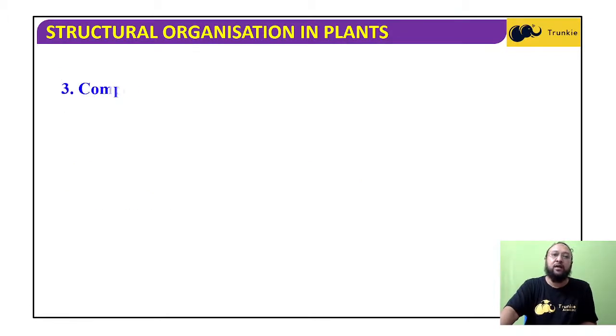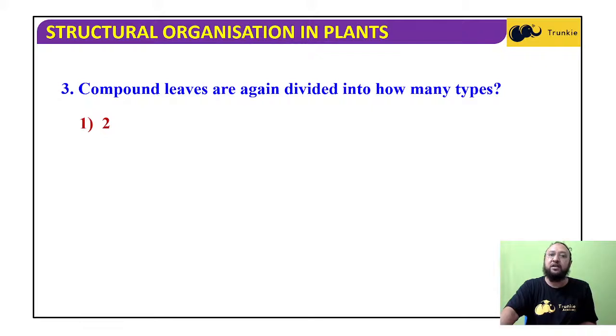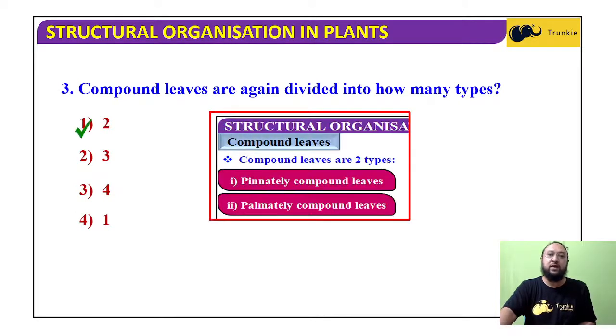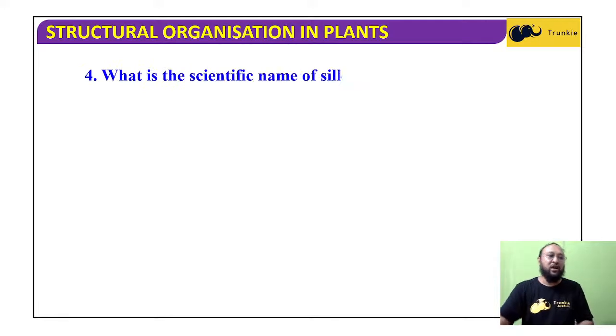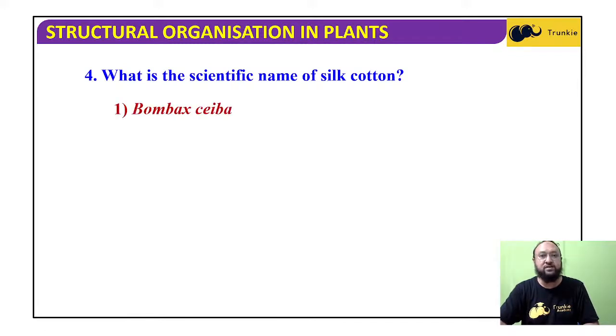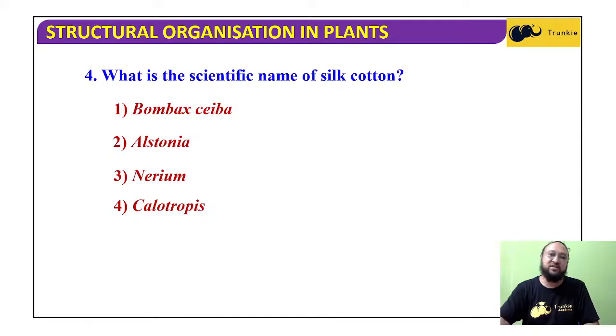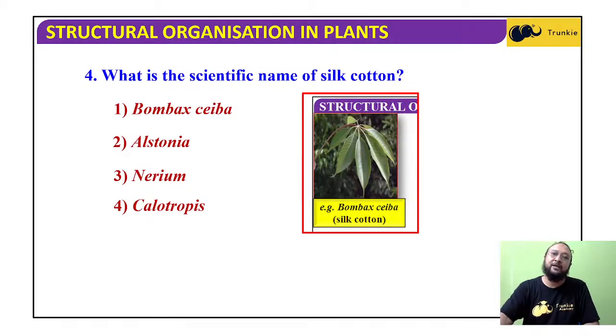Compound leaves are again divided into how many types? 2 types, or 3 types, or 4 types, or 1 type? 2 types: pinnately compound leaves and palmately compound leaves. What is the scientific name of silk cotton? Bombax ceiba. Alstonia or Nerium or Bombax ceiba? Very simple. So this is the silk cotton.